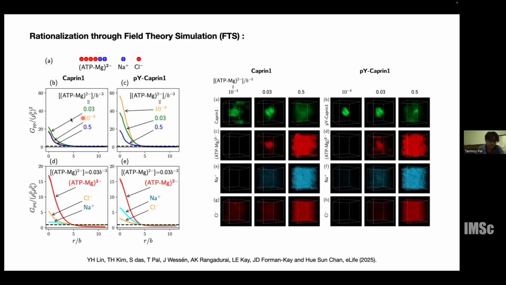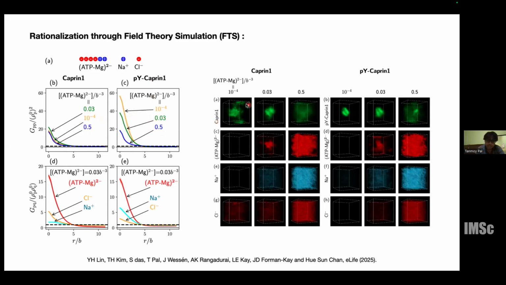We computed the polymer-protein and protein-protein correlation functions at different ATP-magnesium concentrations. We see that at intermediate salt ATP concentrations, the proteins are more likely to interact with each other favorably compared to very low and very high ATP-magnesium concentrations. But this non-monotonicity doesn't happen for the phosphorylated Caprin-1. So this basically indicates a similar reentrance as they saw in the experiment.